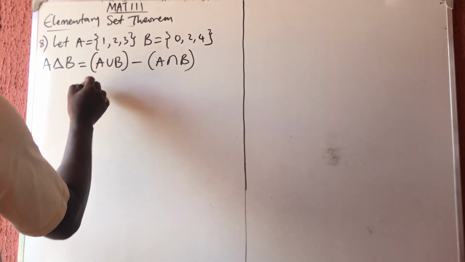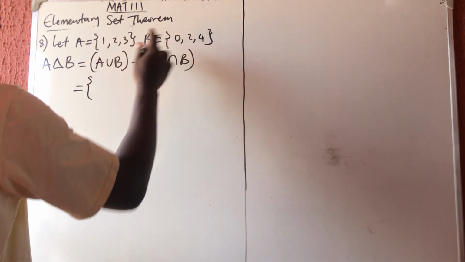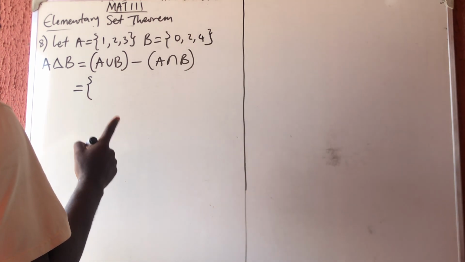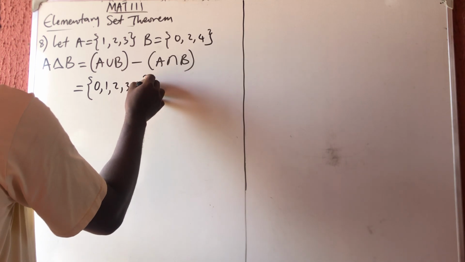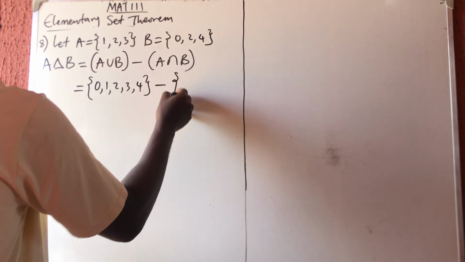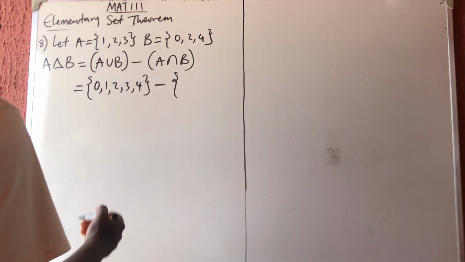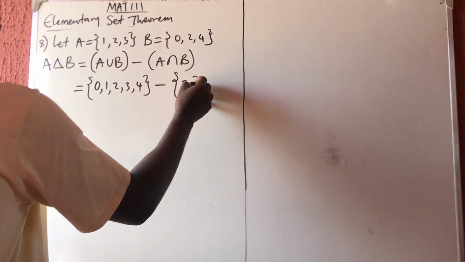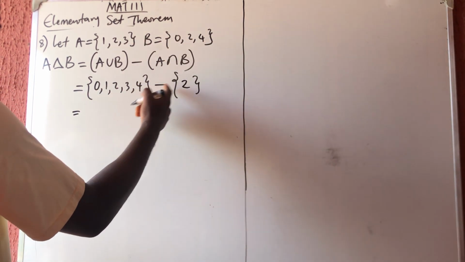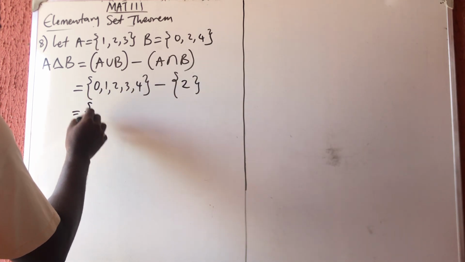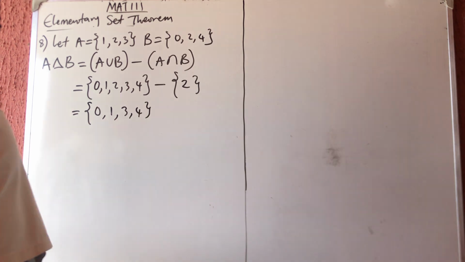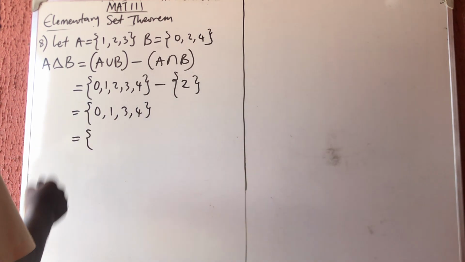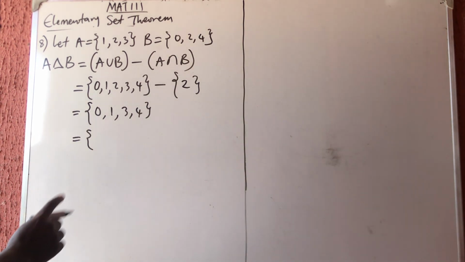So let us find this first. The union means to bring them together without repetition. Arrange so that you don't make mistakes. I'll have 0, 1, 2, 3, and 4. This is their union. Minus intersection means what they have in common. The only thing they have in common is 2. Now, minus means remove this 2 from here. The only remaining things are 0, 1, 3, and 4.